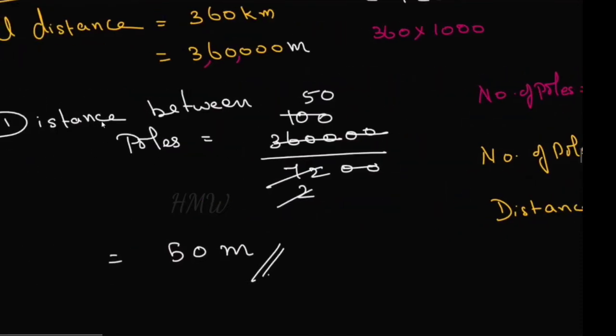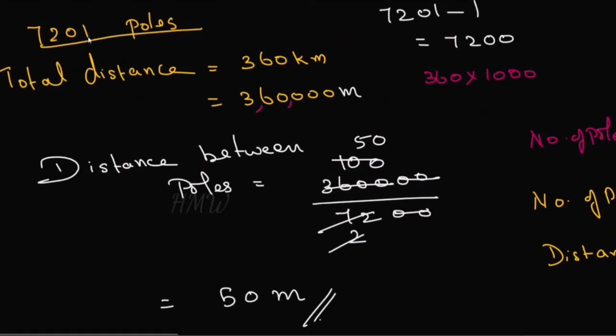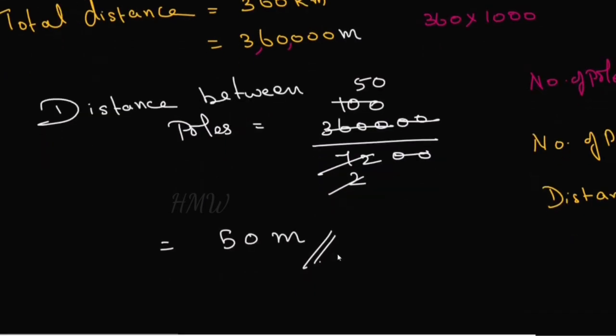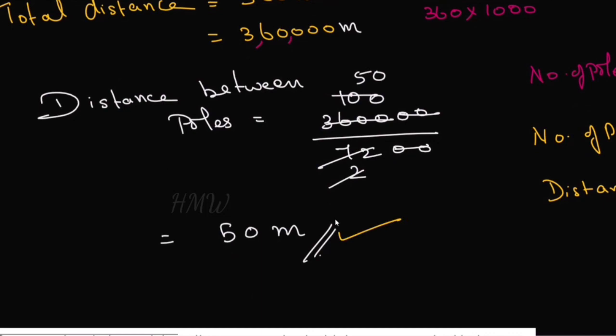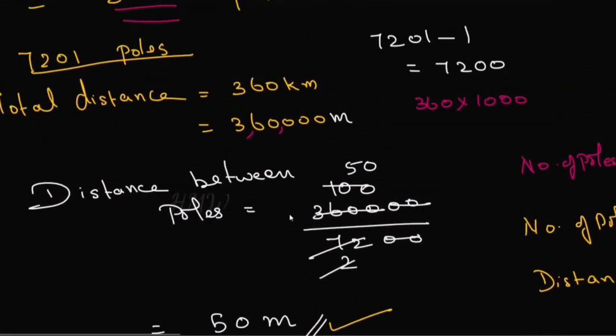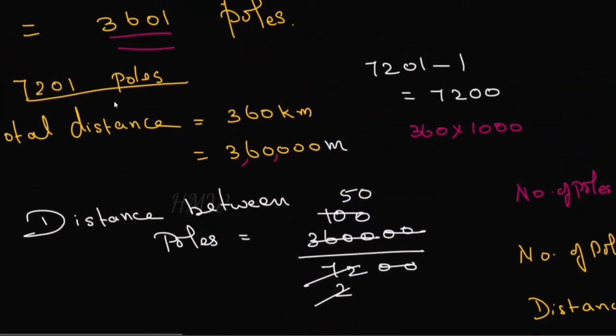So the number of poles given here is 7,201 minus 1, so 7,200. So that means 50 meters. When you calculate, you get 50 meters. So the distance between the poles is 50 meters. Remember that for the number of poles, one extra they have given because the first pole is given.